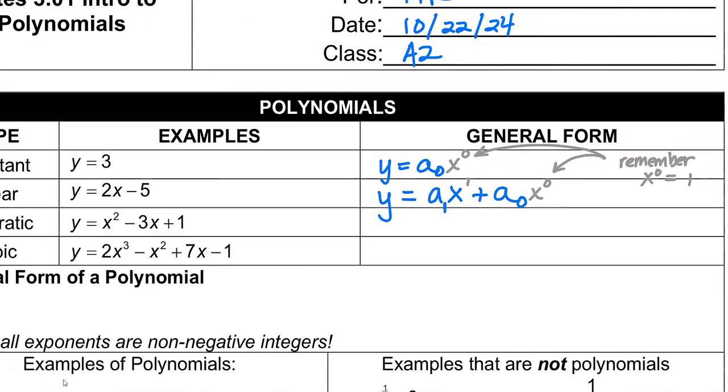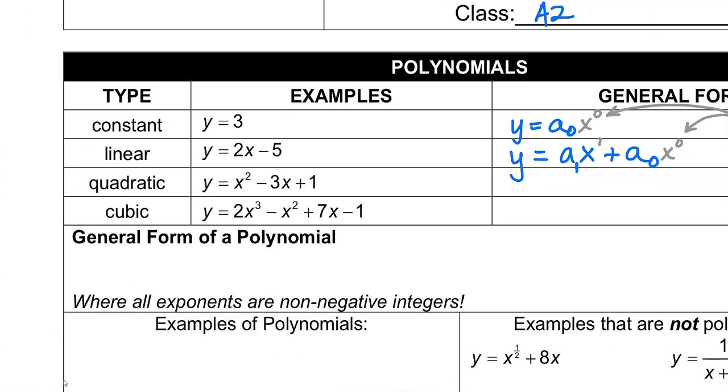So then in algebra 1, we start focusing on quadratics, right? And then I have an example of a quadratic here, y equal to x squared minus 3x plus 1. And you learn that the standard form is ax squared plus bx plus c, right? Well, as we're doing polynomials, instead of a, b, and c, we're going to use a, a, and a, but we're going to use subscripts to help separate them.